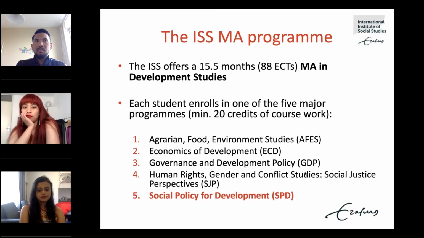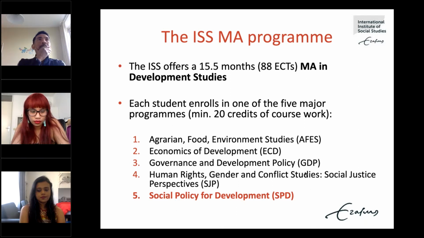Let me first start by saying a little bit about the broader MA program, in case you're unfamiliar. The ISS offers the MA in Development Studies over the course of 15.5 months, and that is 88 credits. We measure things in ECTs, so you'll see this throughout the presentation. That's just the standard unit of measuring academic credits in the Netherlands. Each student enrolls in one of the 5 majors that we have, and you can see them listed here. Of course, we're talking today solely about social policy for development, but you'll see that there are also opportunities to interact with some of the other majors and take courses in the other majors as well.